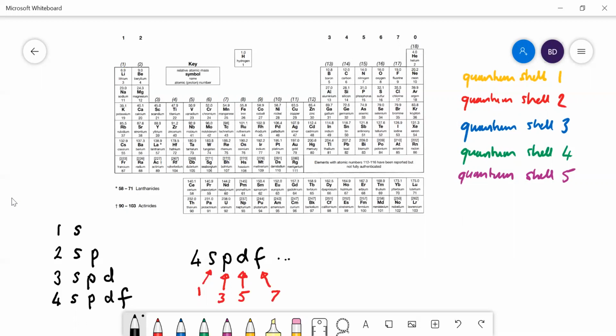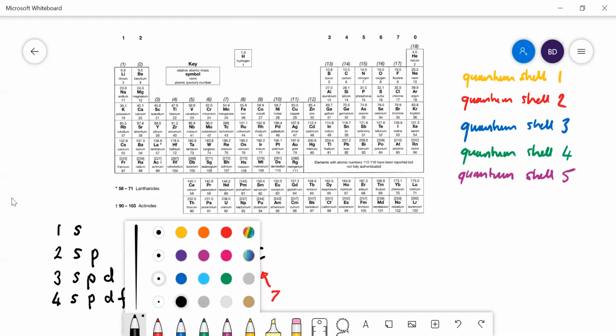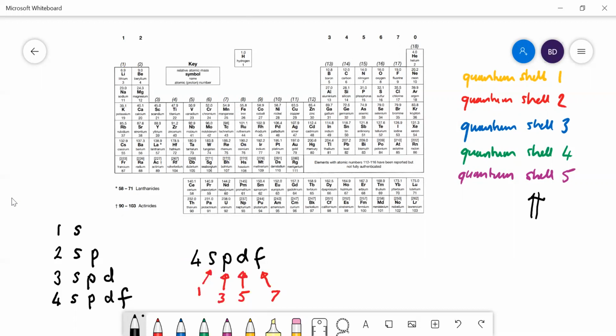After that there's G, but that never gets occupied because there's never enough electrons in any of the atoms that we have. But nevertheless, it's still there. But anyway, we just worry up to F. Okay, so I'm going to use this little color coding that I've set here. If it's in principal quantum shell 1, it's going to be yellow.